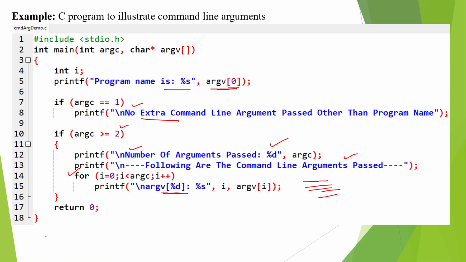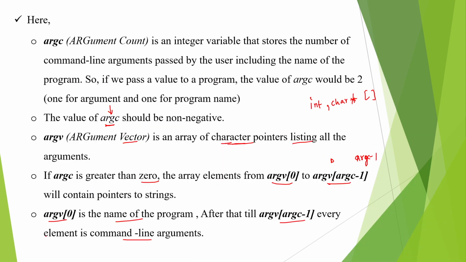Hopefully you understood this concept. Simple concept, but an important concept. You just need to remember what argument count is and what argument vector is: how the argument count will be initialized and how the argument vector, the list of command line arguments, will be initialized.